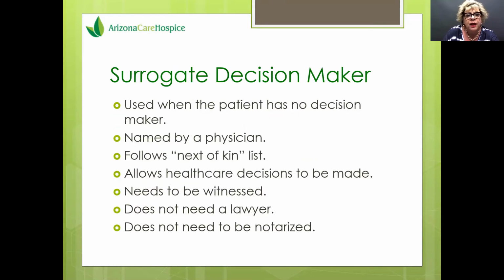Surrogate decision makers are used when the patient has no one to make decisions for them. Usually a physician is the person that names those and follows the next of kin list. So if you go through, there's no husband, wife, there's no children, there's no friends, there's nobody, then the physician usually will name someone and will apply for a fiduciary. This needs to be witnessed when you do this. It does not need a lawyer or to be notarized, but there's paperwork for that where the social worker will be able to get those downloaded off your state website, and then you can put in information on a decision maker for a surrogate.